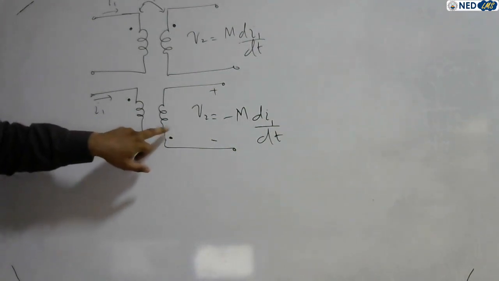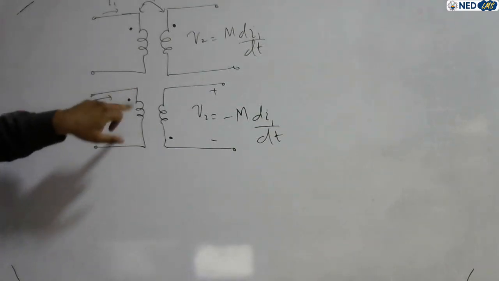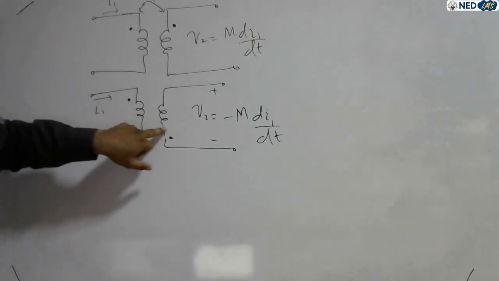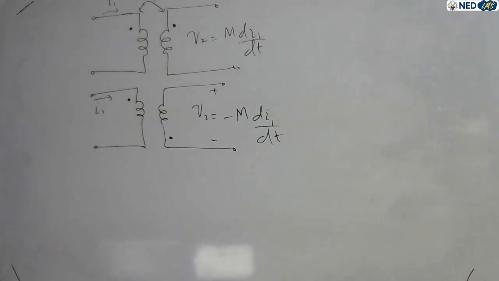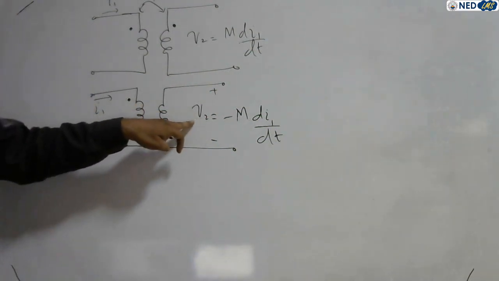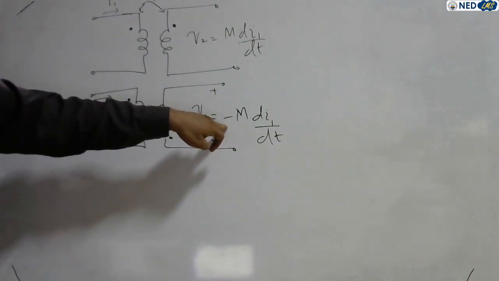See, the coil construction changes. This coil is wound from top to bottom. This one is from bottom to top. So the configuration changes, which means the current direction also changes. So the negative sign appears in the mutual voltage, right?